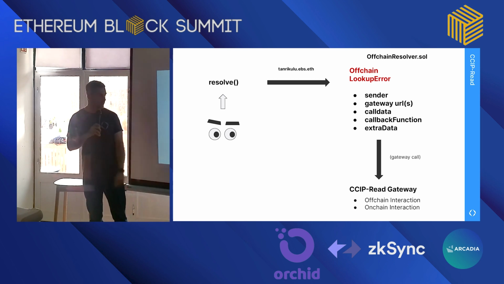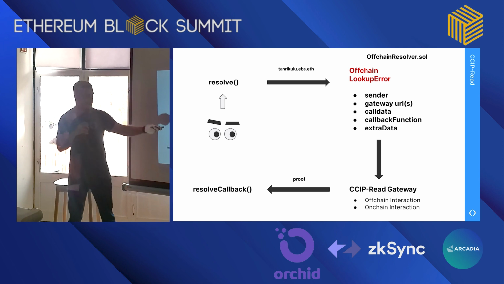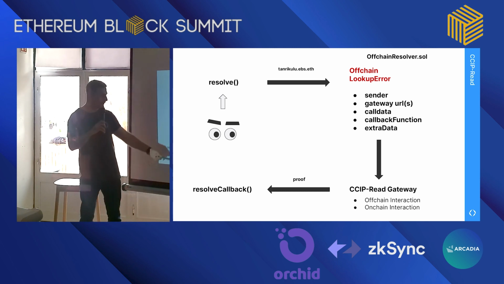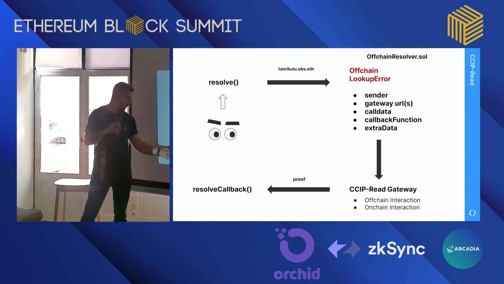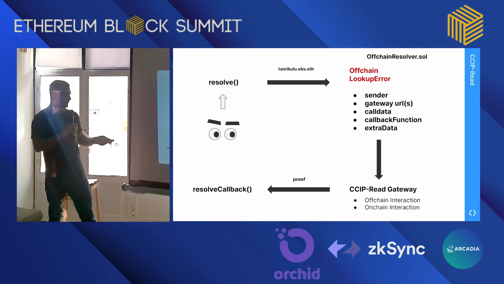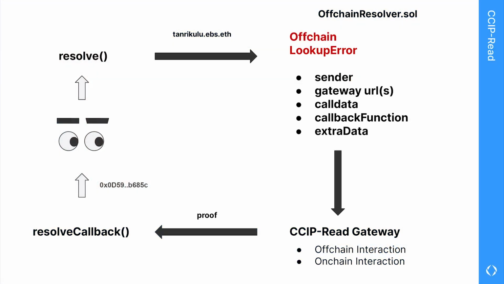So we are asking the gateway if it has this information, and the gateway says, yeah, I have this. Here is the information, and here is the proof. You already know what you're going to call for the verification. This is a callback function. And then the client sends the proof to the callback function. After the proof check, if it's verified, the contract sends the information back to the client, and the client sends the information to the user. Now we have the information without writing anything to the chain.